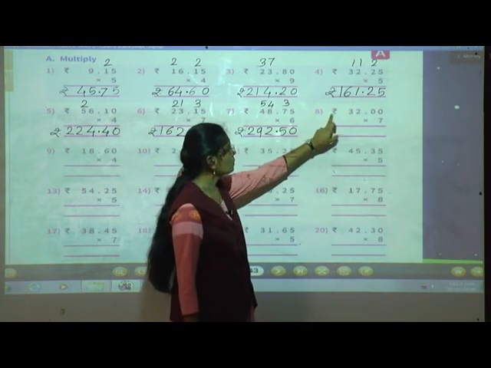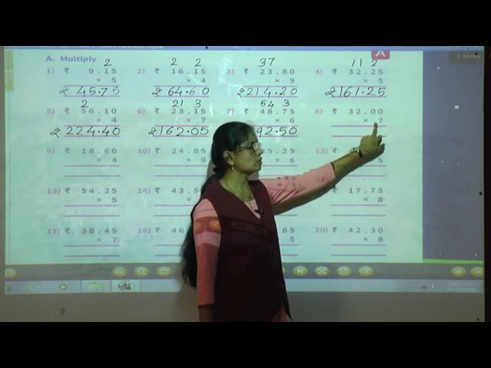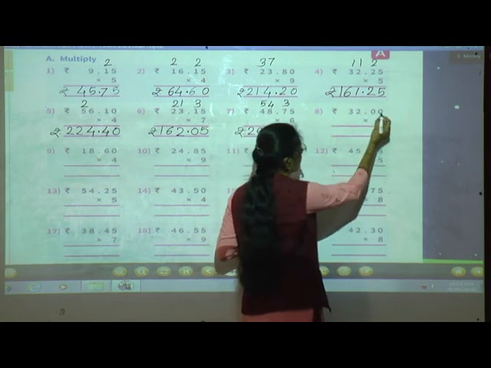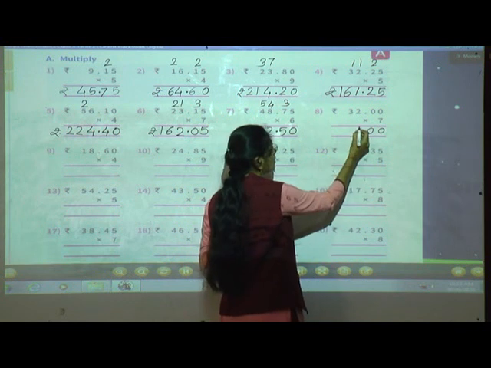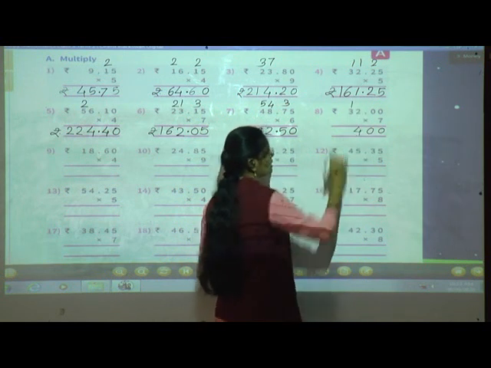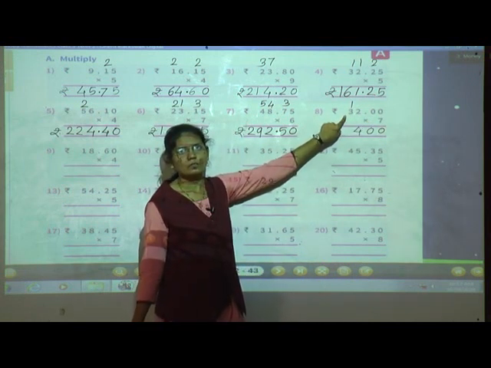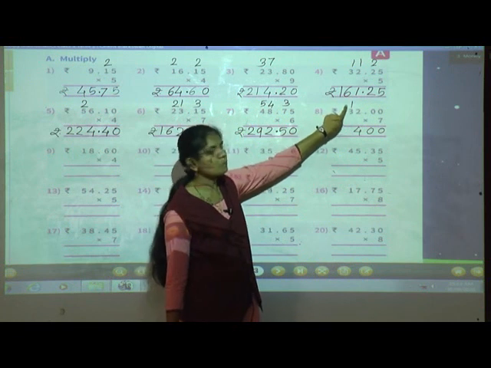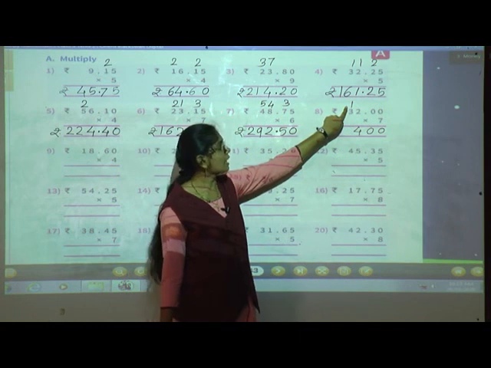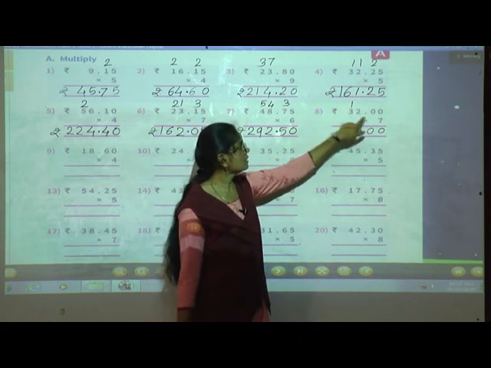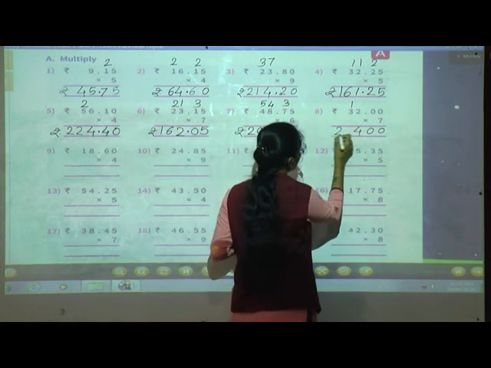See here, rupees 32 into 7. See here, 7 into 0, 0. Again 7 into 0, 0. Then 7 twos are 14. So we'll write here 4 and 1 as a carry. Then 7 into 3, 7 3s are 21. 21 plus 1, this carry we have to add. All the times you have to keep in your mind, carry we have to add. So 7 3s are 21 plus 1, 22. So here we'll write 22.